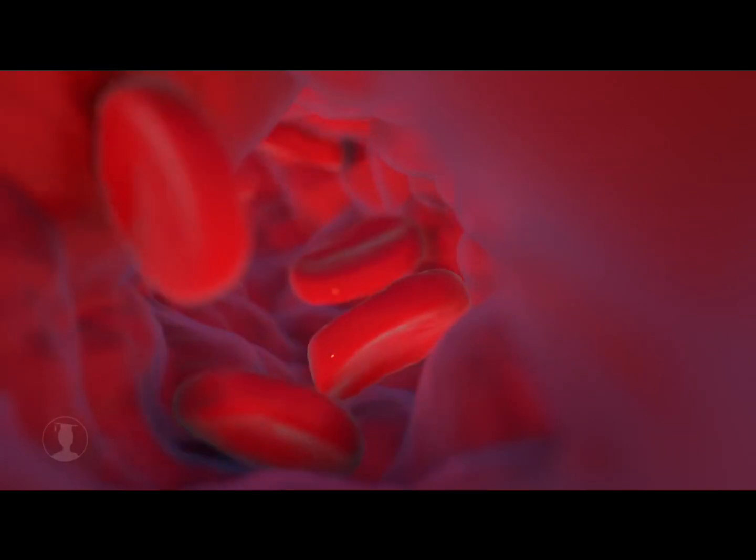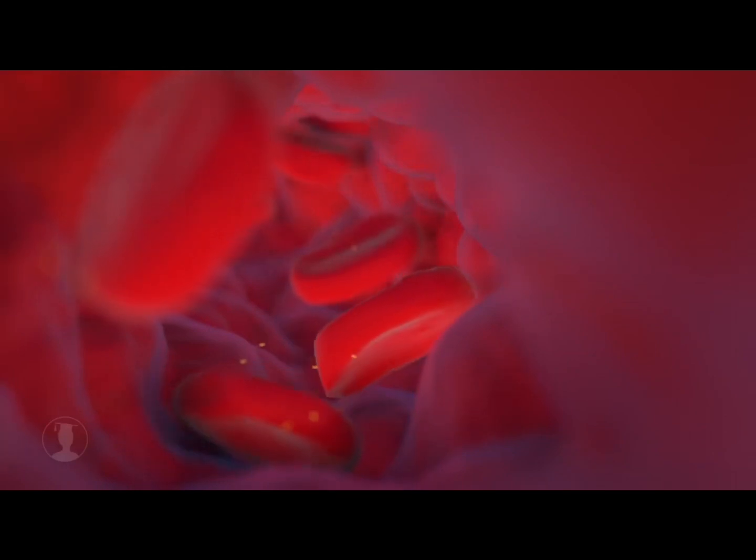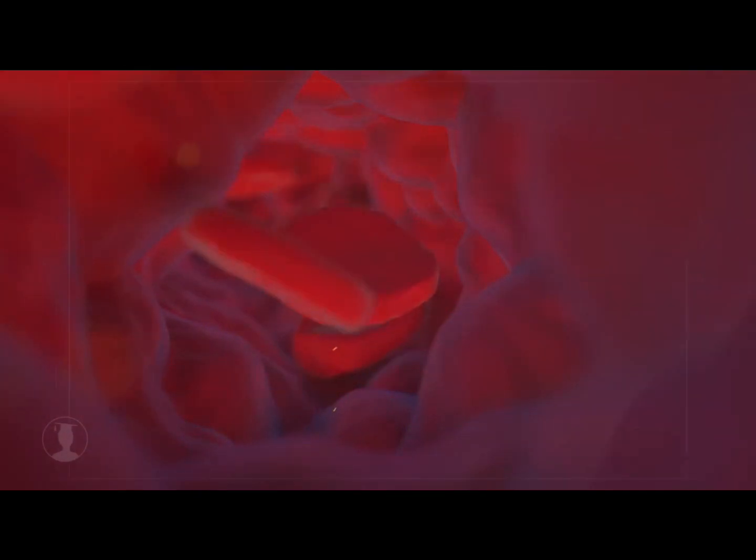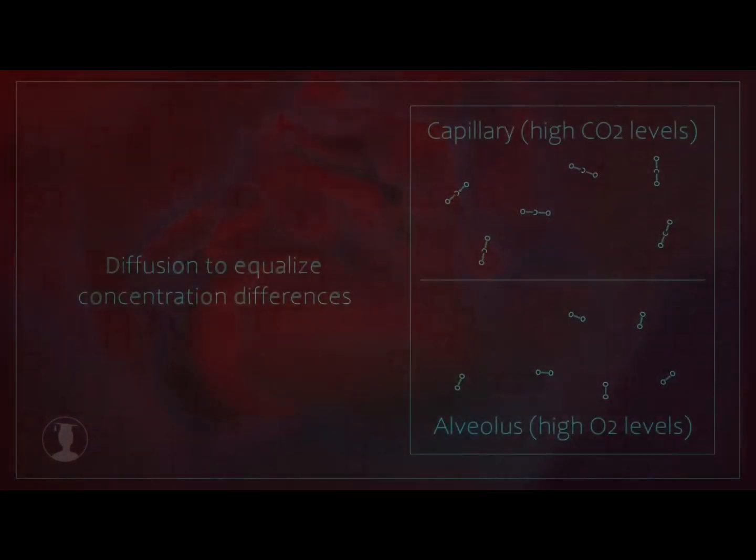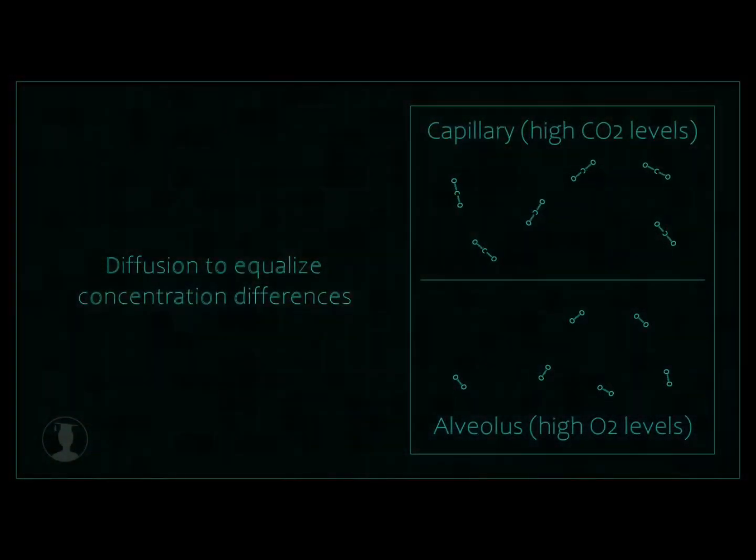At the same time, the carbon dioxide in the bloodstream and emitted by red blood cells diffuses into the alveoli. This is made possible by diffusion. In the alveoli, we see a lot of oxygen, whereas in the blood vessels, there is a lot of carbon dioxide. This difference in concentration is eventually balanced by diffusion. This is how the differences in concentration are equalized.